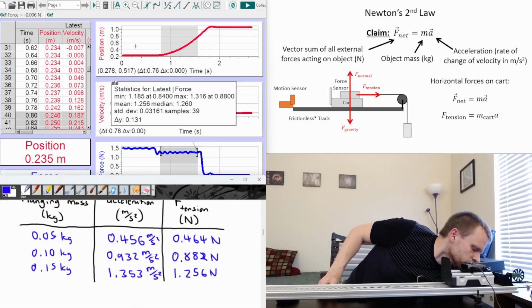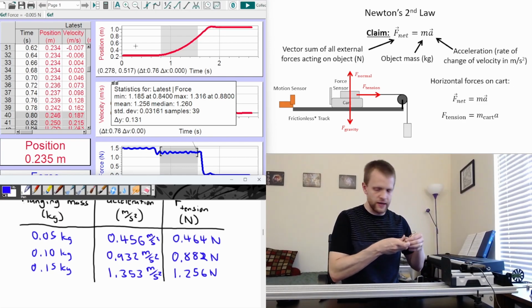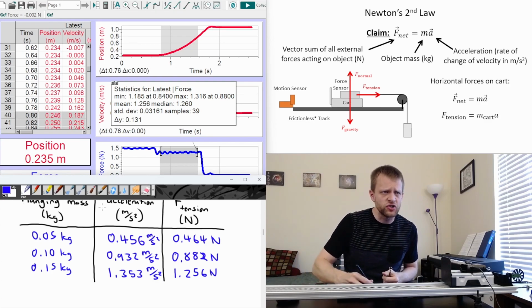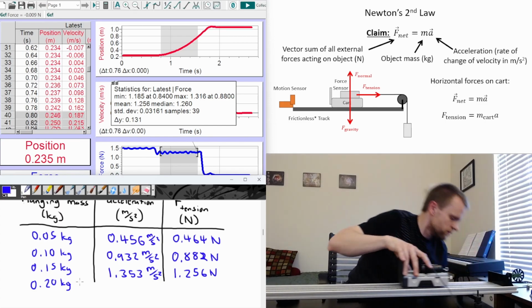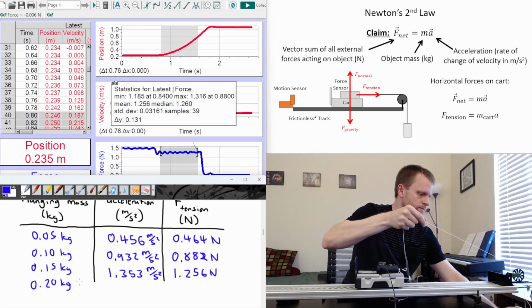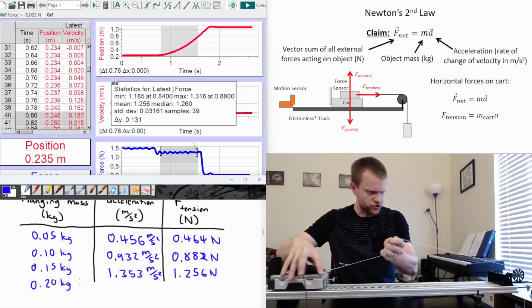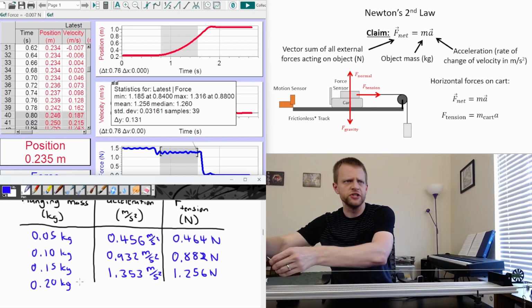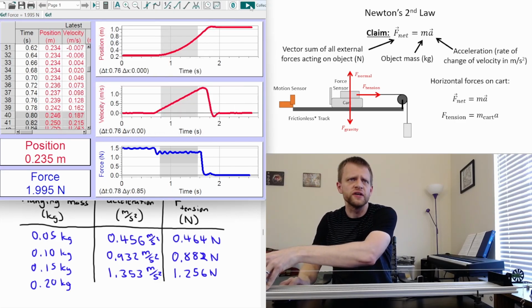Well, let's see if we can get a couple more data points. So I'm going to add another 50 grams onto this. So now we're going to be dealing with 200 grams, so 0.2 kilograms. So I've got 200 grams hanging on there. Attach the cart. Get rid of this, and here we go. 3, 2, 1.